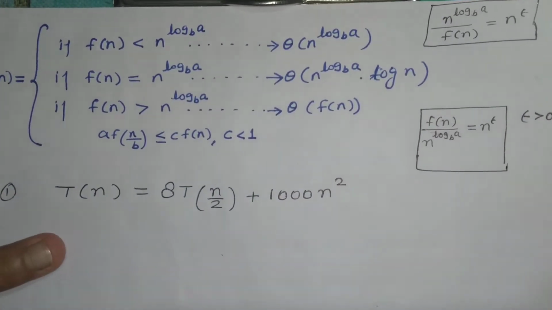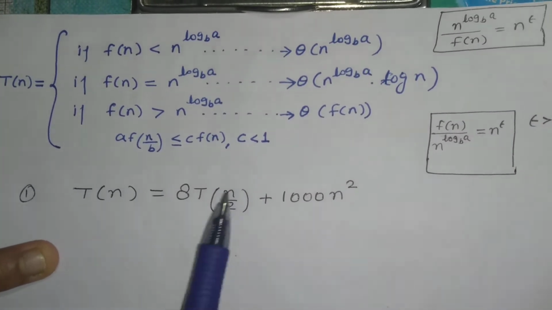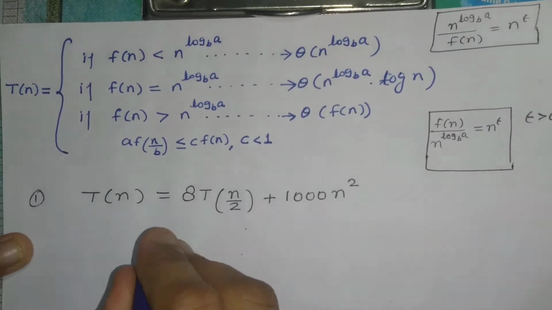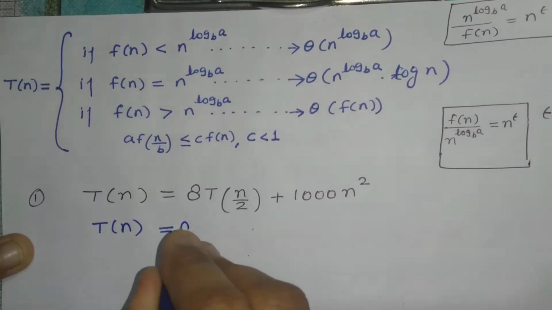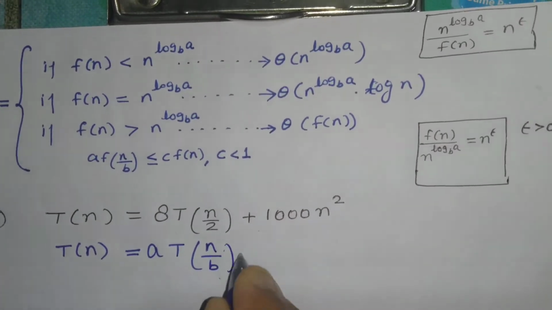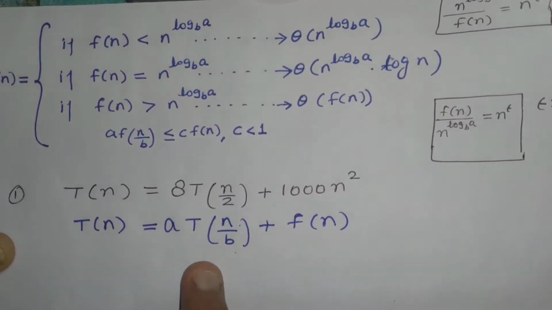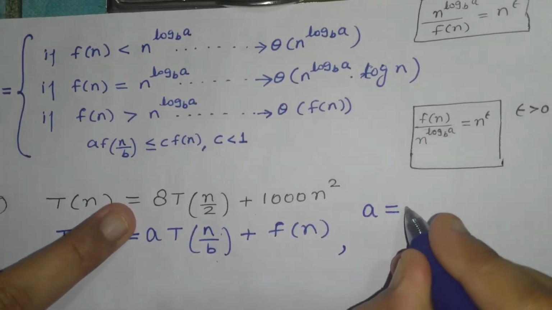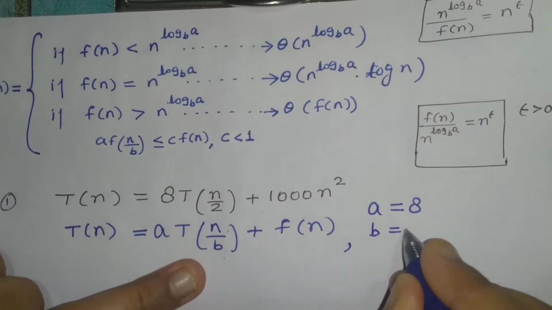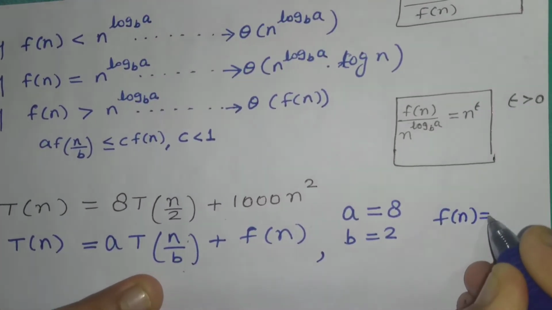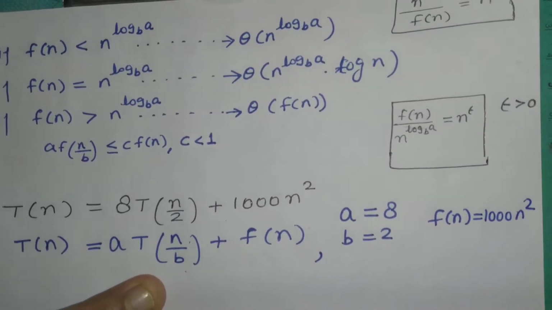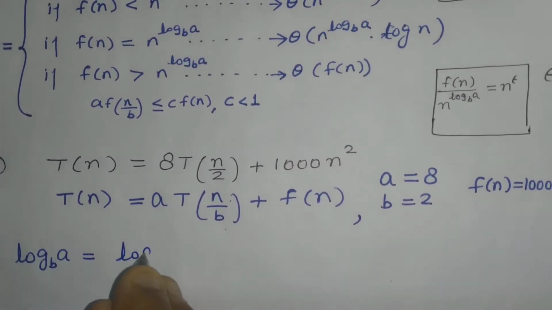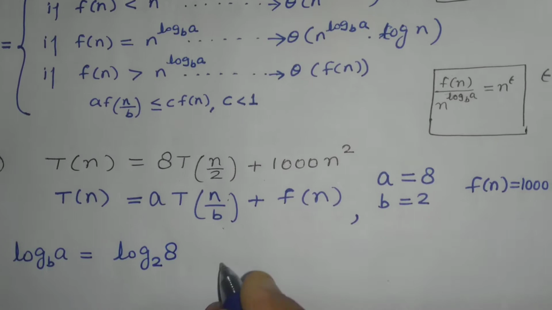Okay. So let's see. Here is the equation T(n) equals 8T(n/2) plus 1000n². So first, we compare it with the standard equation that T(n) is equal to aT(n/b) plus f(n). Now the given recurrence relation is satisfying the standard equation. Now very first we note the value of a is 8, value of b is 2 and value of f(n) is 1000n².